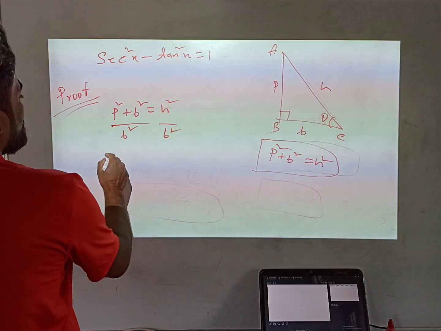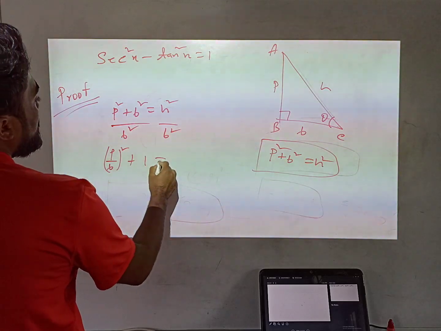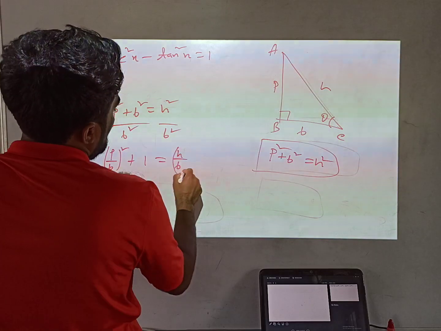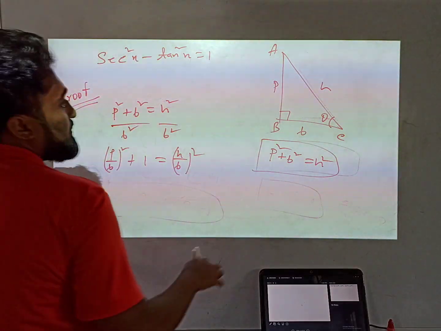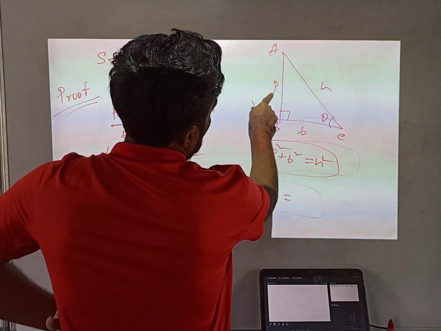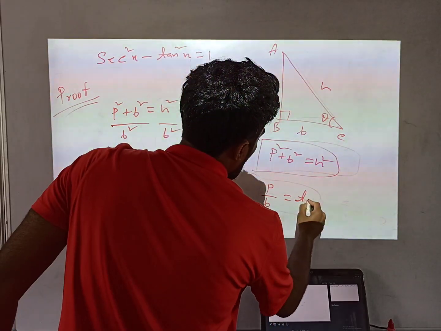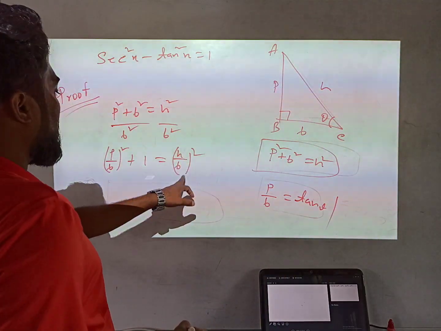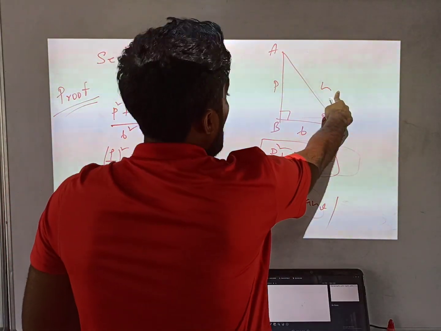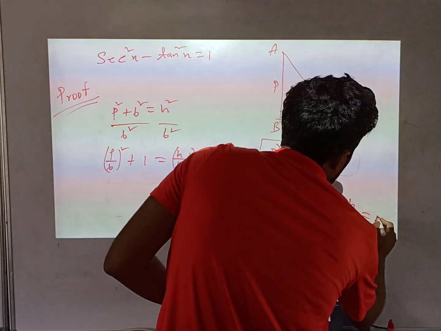So if I divide it by b square, what do I get? (P by b) whole square plus b square by b square, that is 1, and (h by b) whole square. Are you getting a point? So what is p by b? In a right angle triangle, p by b, perpendicular by base, that is tan theta we know, and the second one, h by b. What is b by h? Just now we did b by h, that is cos. So h by b will be the reciprocal of cos, that is sec. So h by b, that is sec theta.